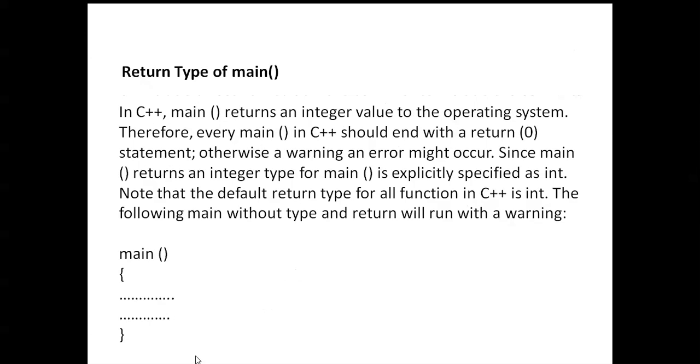Next, return type of main. In C++, main returns an integer value to the operating system. Therefore, every main function in C++ should end with a return 0 statement. Otherwise, a warning or error might occur. Since the main function returns an integer type, the return type of main is explicitly specified as int. Note that the default return type for all functions in C++ is int. The following main without a type and return will run with a warning. Here there is no return type, so this program gives one error.